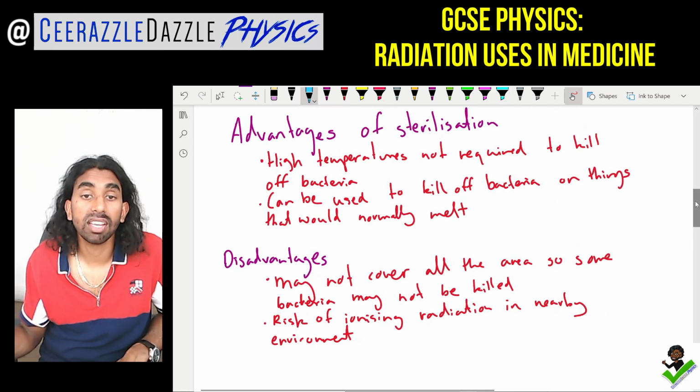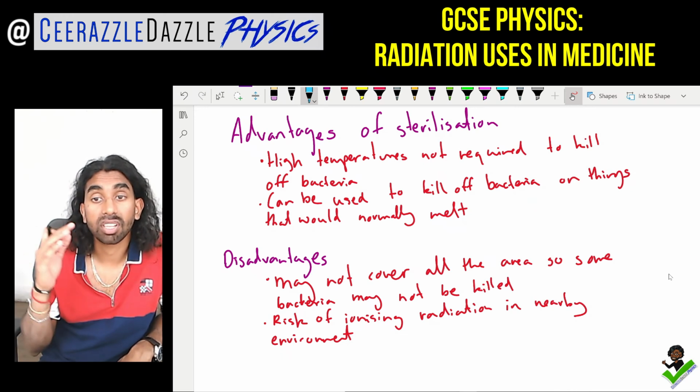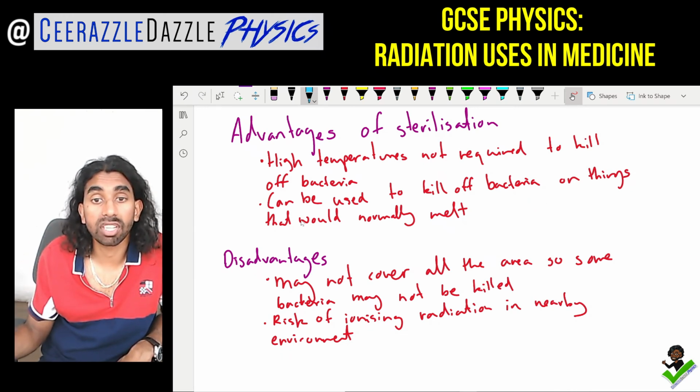As you can see, advantages: high temperature is not used to kill off the bacteria. It can be used to kill off the bacteria on things that would normally melt. Disadvantages: it may not cover all the area, so some bacteria may not be killed. And also there's a risk of ionizing radiation in a nearby environment.